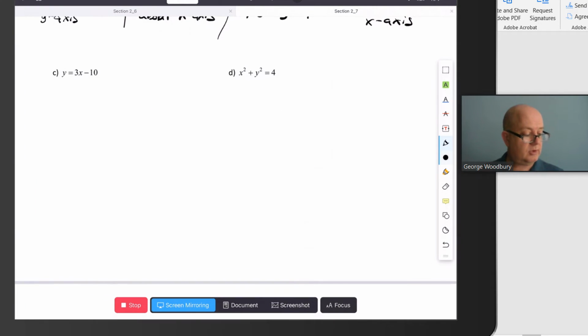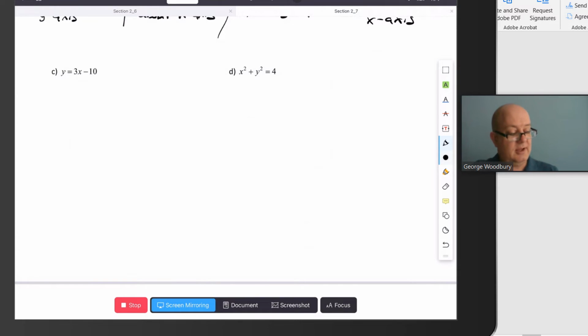Part C, y equals 3x minus 10. If we check the y-axis, that's going to be y equals 3 times negative x minus 10, or y equals negative 3x minus 10.